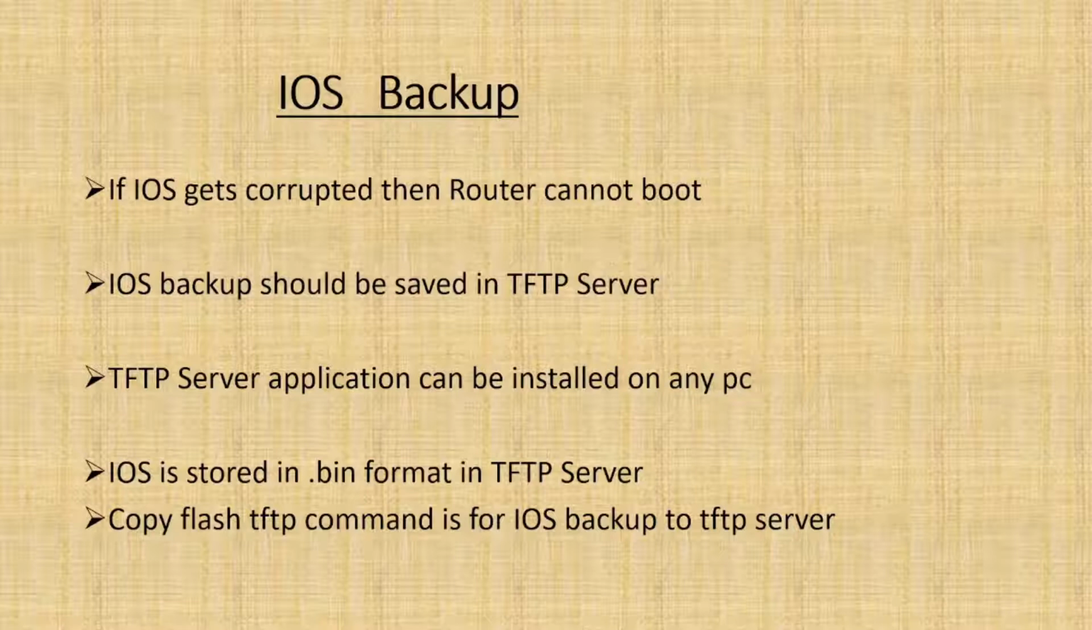A TFTP server application has to be installed on any PC, and that PC will be called the TFTP server. The TFTP server can be available from Cisco or from any other third-party website. Now iOS is stored in .bin binary format in the TFTP server. It is a very small file. How to take the backup to the TFTP? Very simple. The copy flash TFTP command is for iOS backup to the TFTP server.